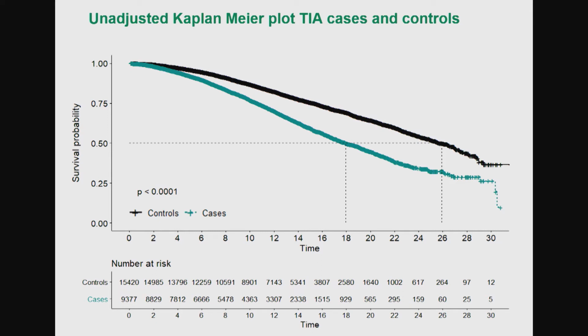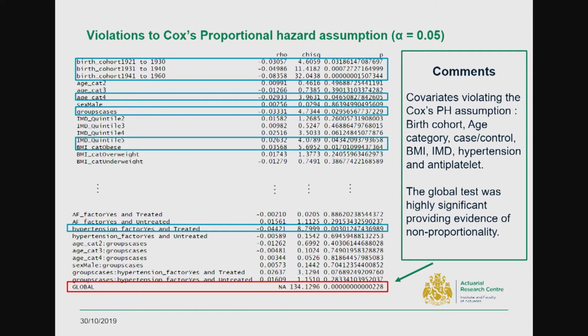If we have a look at the TIA cases and control, the same story, but the median here for the TIA cases is estimated to be around 18 years, and for the control around 26 years. But this is unadjusted so far. I started with a big model that is all my main factors and all two-way interactions, and I proceeded with a backward elimination to get a parsimonious model.